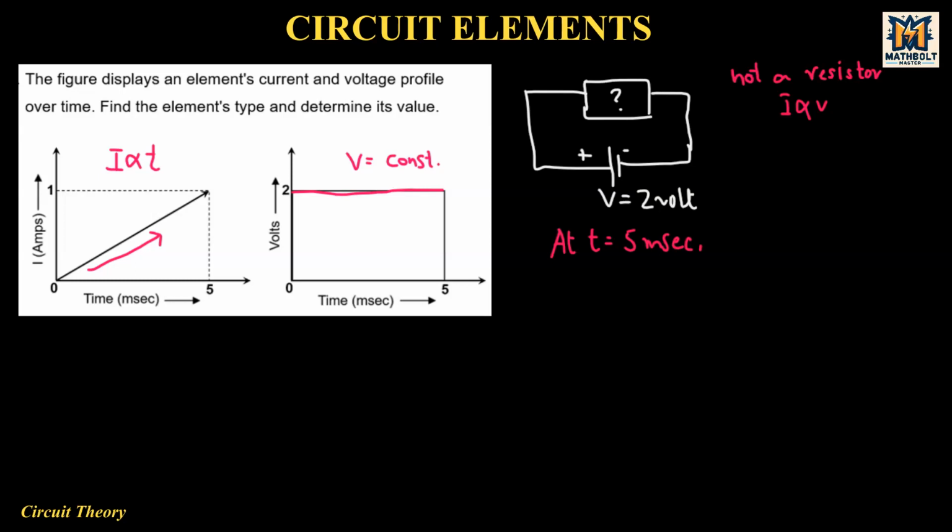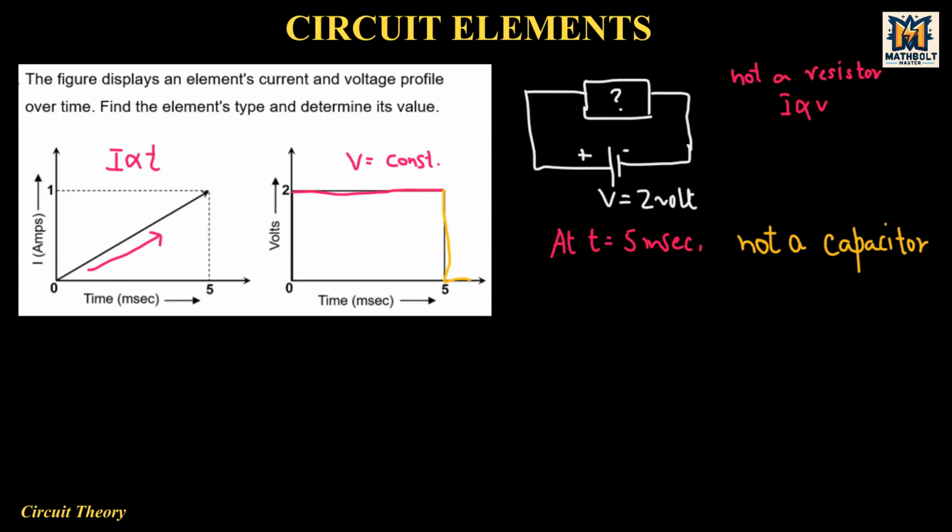In the case of a capacitor, the voltage should not go to 0, because a capacitor is an energy storing device. Even though we disconnect the battery, the voltage with which the capacitor was charged will remain contained in the capacitor and will not become 0. But in our voltage profile, the voltage directly becomes 0 after t equals 5 milliseconds, which should not happen. So we can say this circuit element is not a capacitor. Then the third alternative is an inductor.